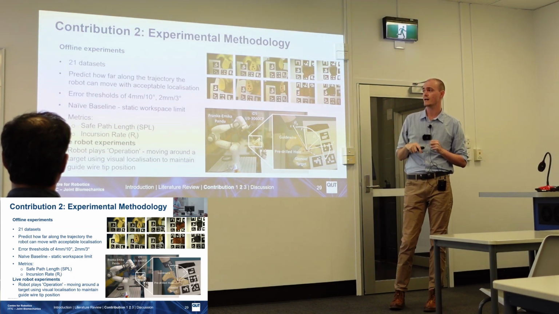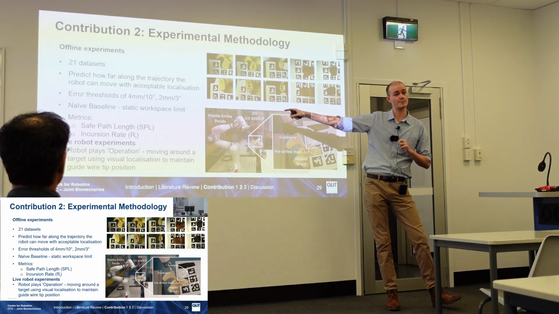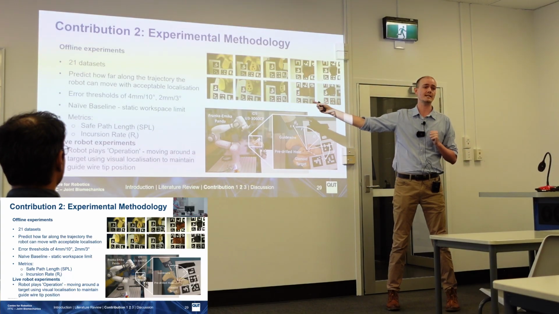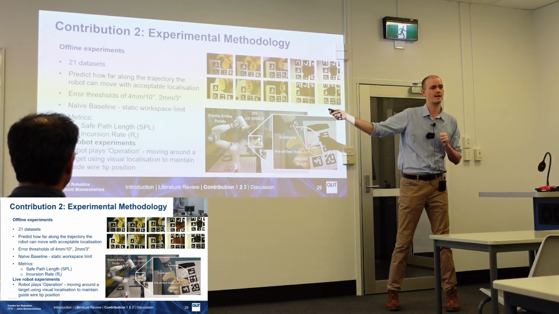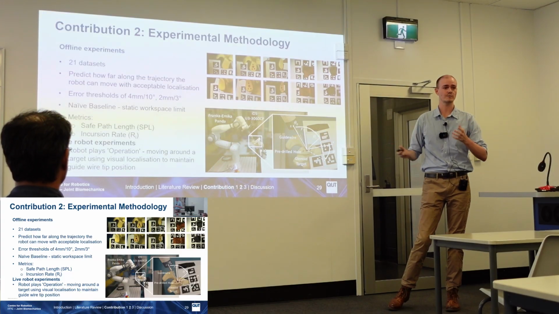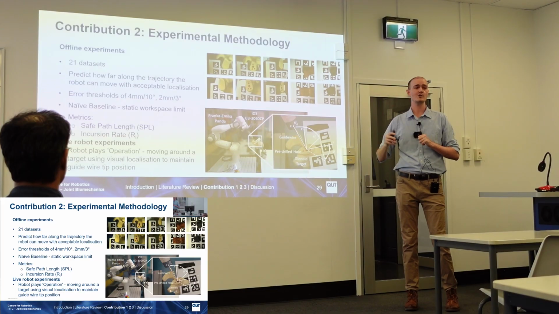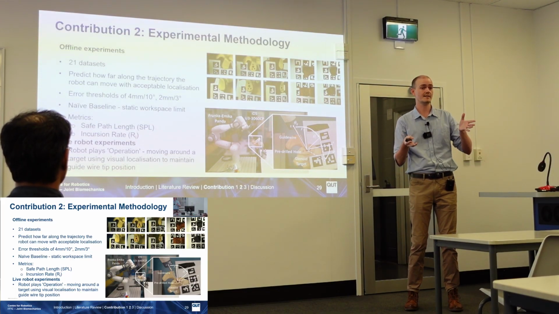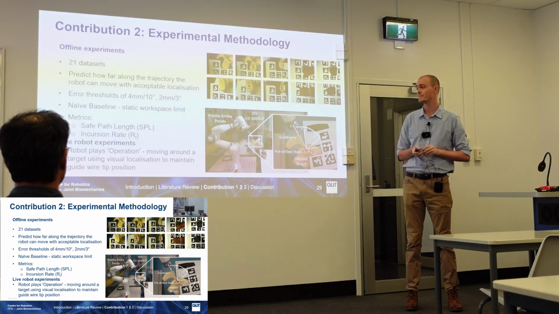We do this for 2 separate error thresholds, the first being the 4 millimeters and 10 degrees that we used previously, and a newer, tighter error threshold, which is 2 millimeters and 3 degrees. And that is in line with the claimed accuracy of some shoulder arthroplasty navigation systems, so some actual computer-assisted surgical technologies. We compare our approach against a naive baseline, and this naive baseline just sets a static workspace limit as to where the robot should be able to go and only lets it move up to that point.